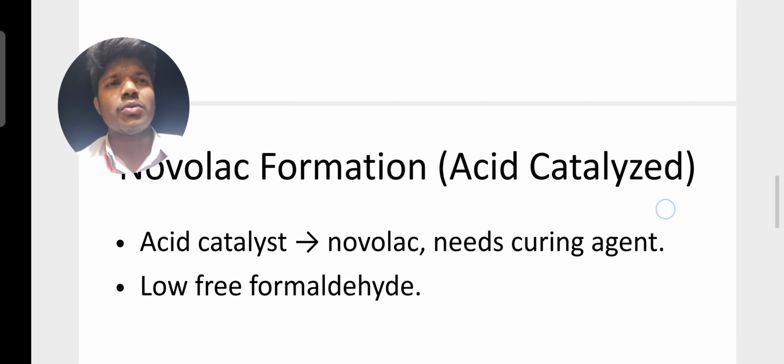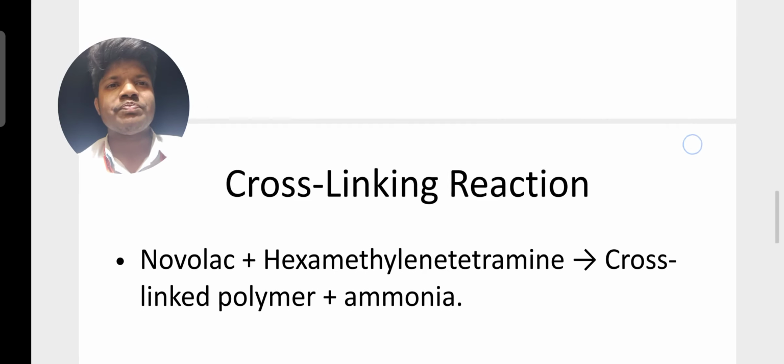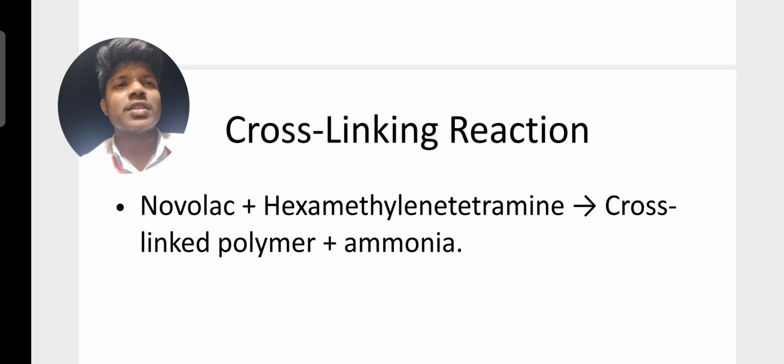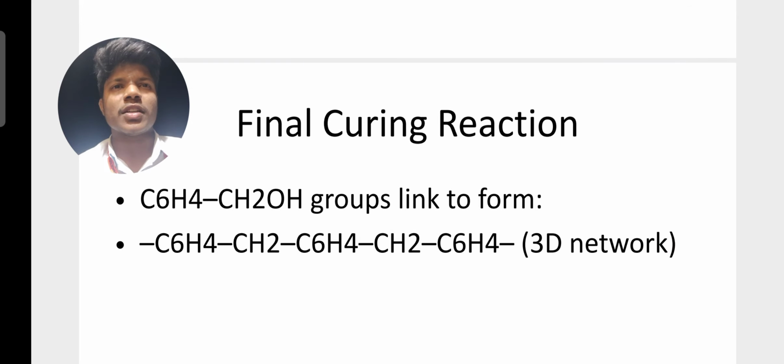Novolac formation with acid catalyst. Novolac needs a curing agent and has low free formaldehyde. Cross-linking reaction: Novolac plus hexamethylenetetramine gives a cross-linked polymer plus ammonia. Bakelite is a polymer that is a thermosetting material. Final curing reaction: C6H4 bonded to CH2OH groups link to form chains of C6H4 bonded to CH2. It is a 3D network, which is pure Bakelite.